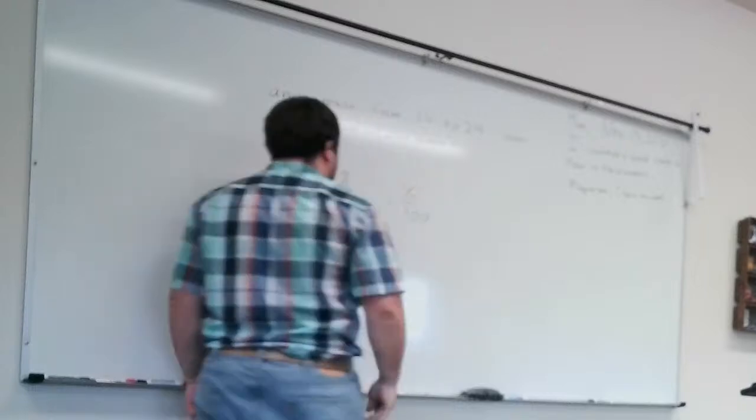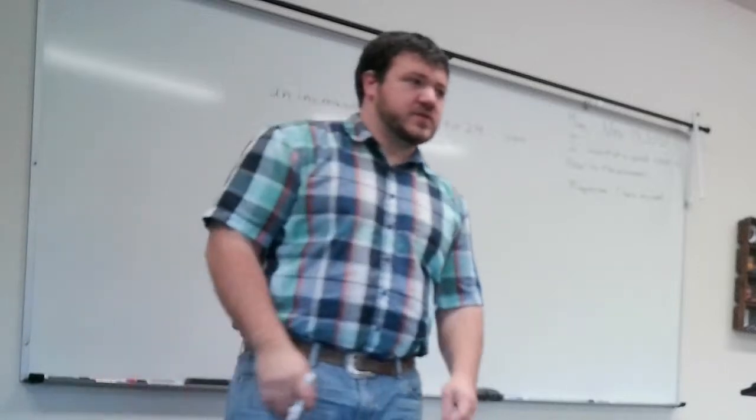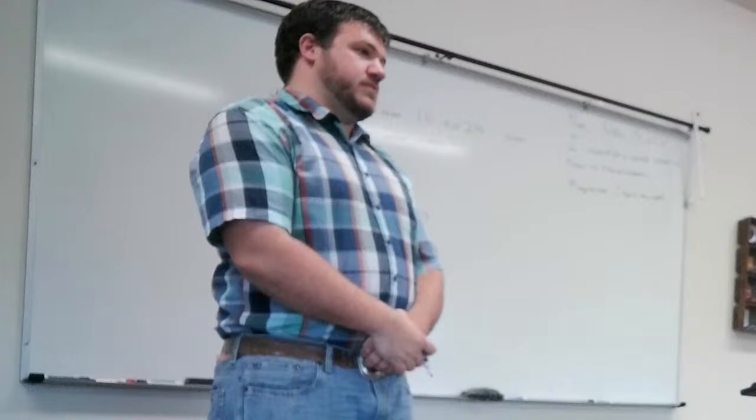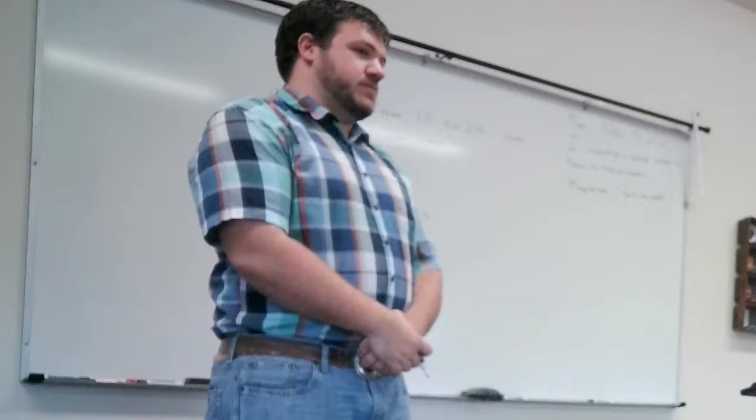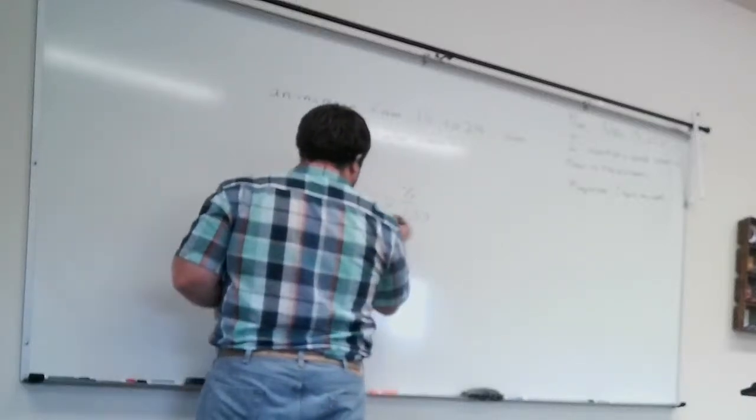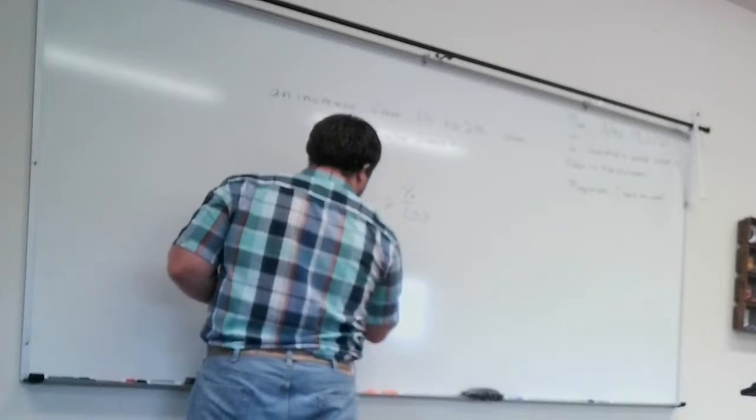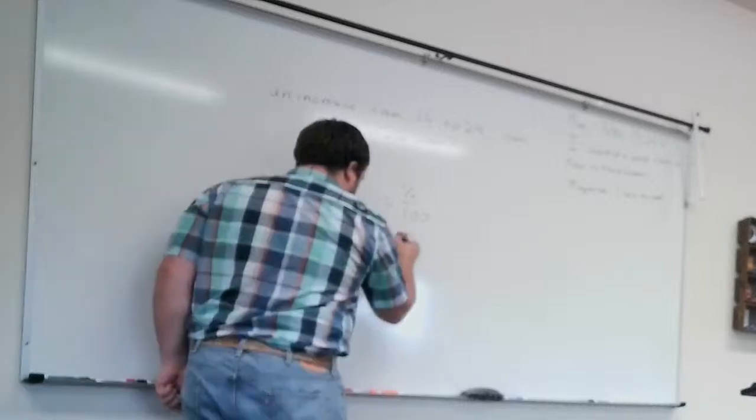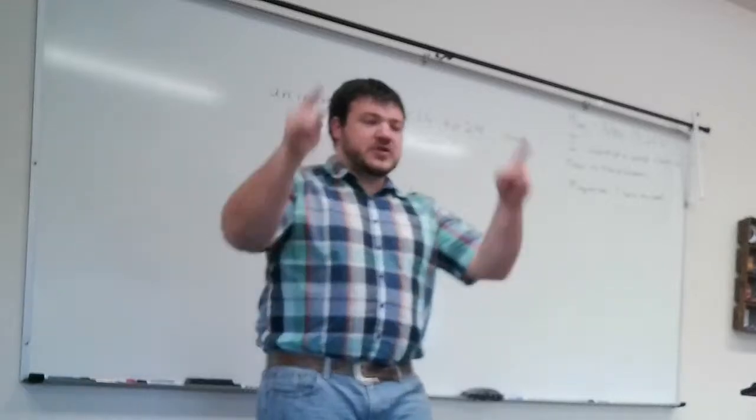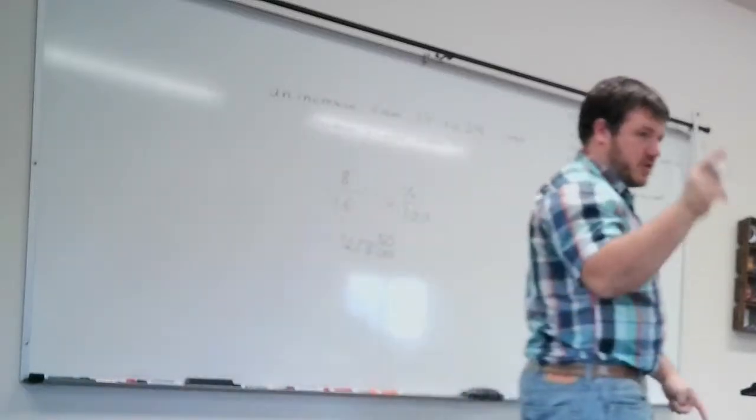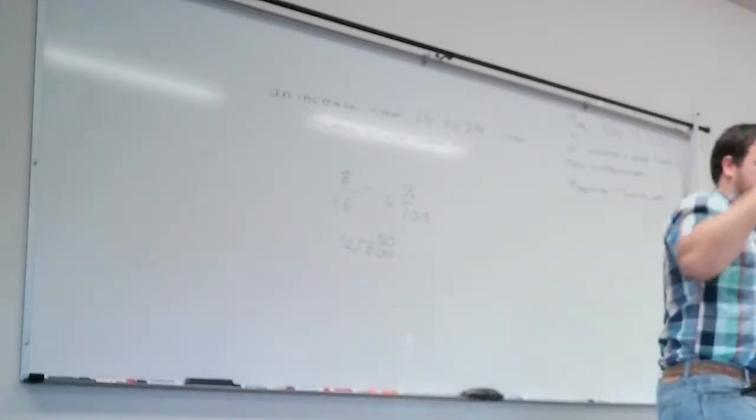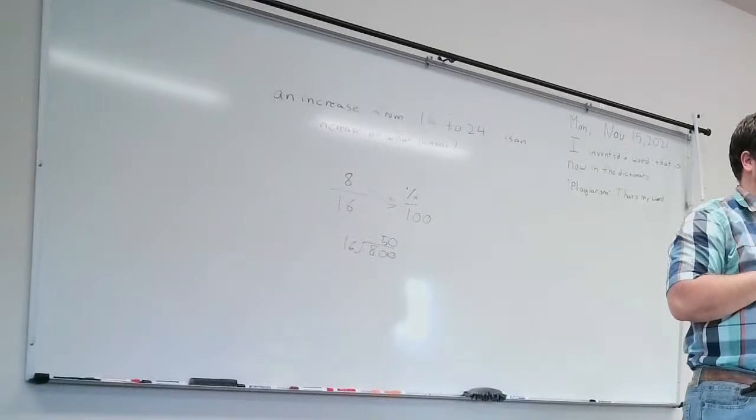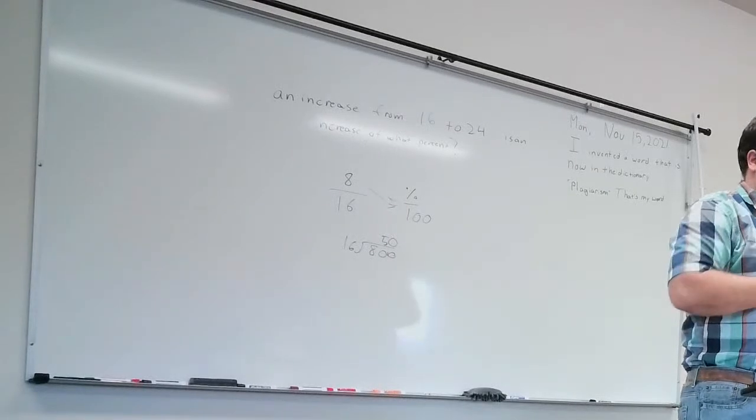What's 8 divided by 16? Let's do it this way. What's 8 times 100? 800. Perfect. Divided by 16. 50 percent. 50% is our answer, so it's an increase of 50%. You have to make sure you do the subtraction first and then divide by the original number. It's very important.